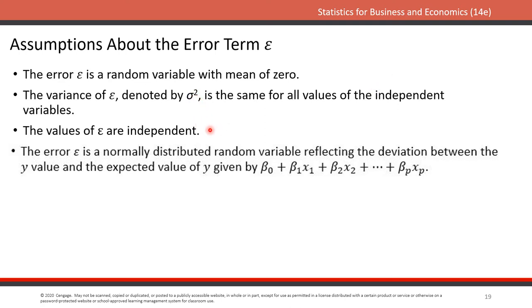That the errors are independent, and this comes from the study design. Typically random sampling deals with this, and that the error is normally distributed around this particular construction of y. Really, it's just that the error term has a normal distribution.